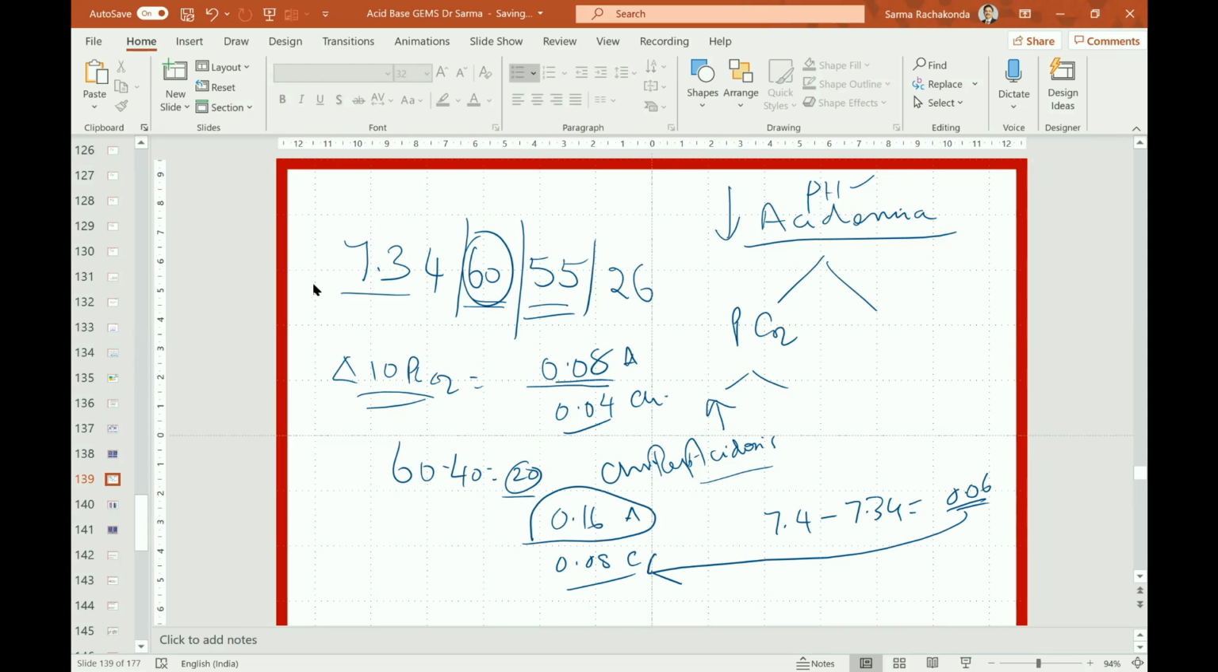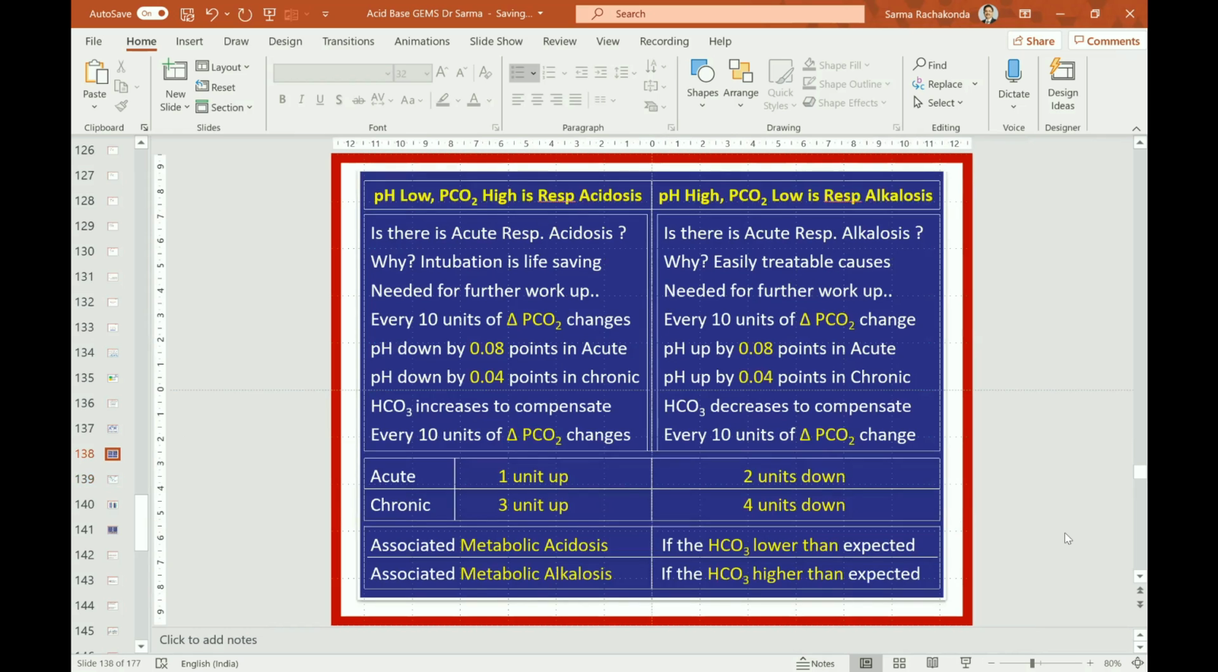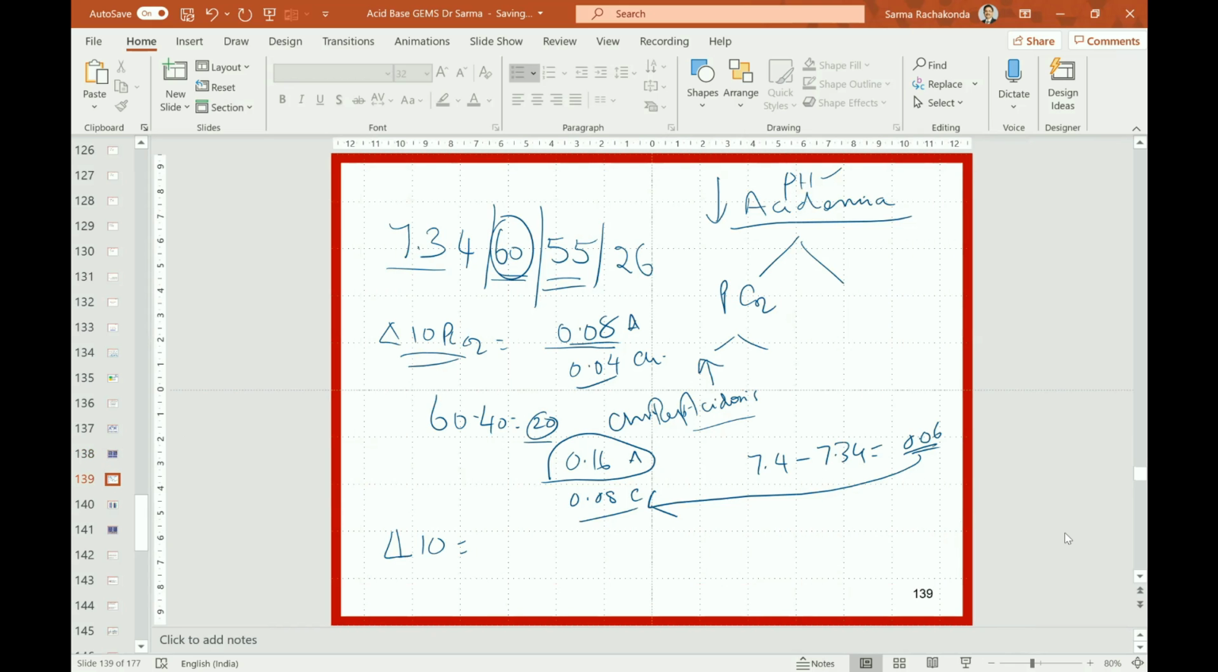Is there an associated disorder that I do not know as yet? So what I have to do is look at the bicarbonate compensation. So what is my bicarbonate compensation? For every 10 delta, if it is respiratory, I see that table. If it is chronic respiratory acidosis, 3 units up. For acute it is 1 unit, for chronic it is 3 units. So for every 10, 3 units. Here it is 20 units, so it must be 6.